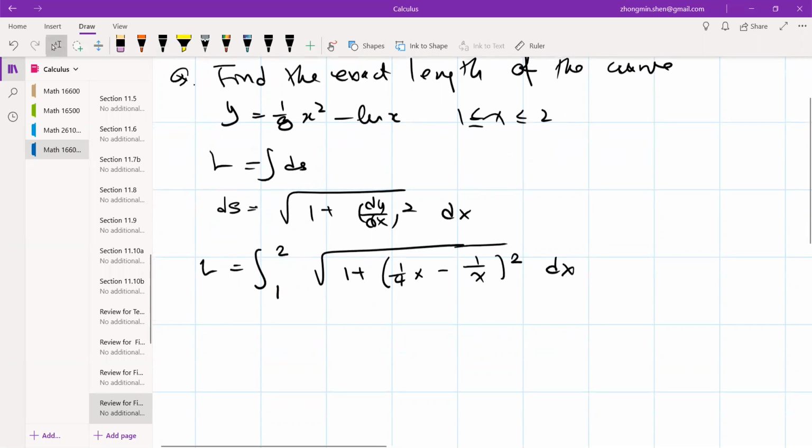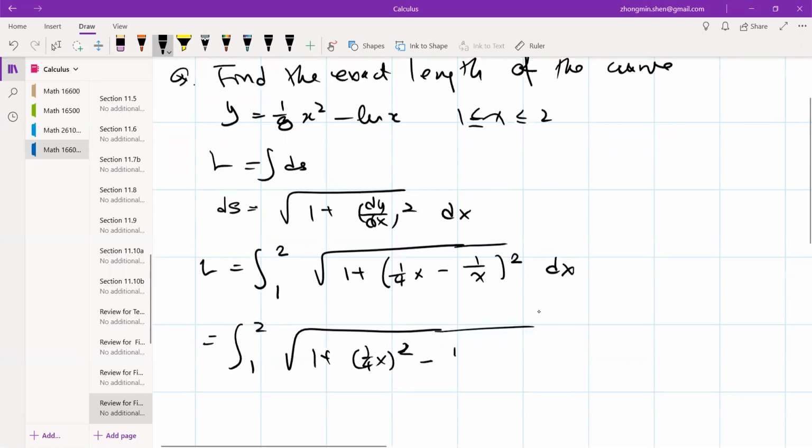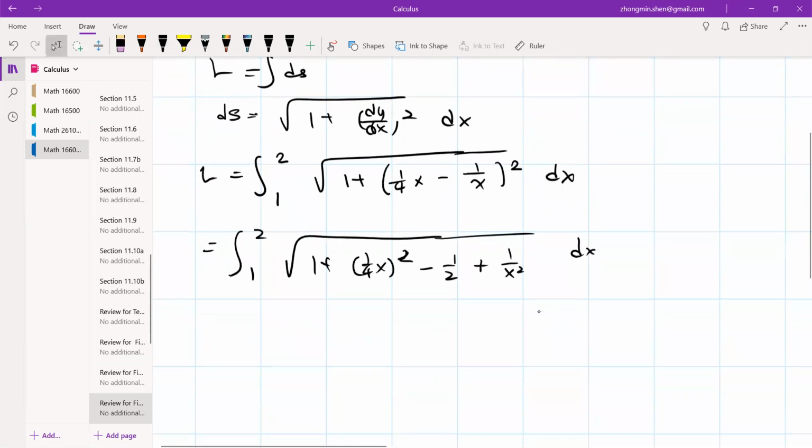Now, when you square it, yes, you got it right. You don't need to simplify, just put x over 2 squared, and minus twice of x over 2 times 1 over x, so that will be 1/2, then plus this. Here the two combined, so you change the sign.